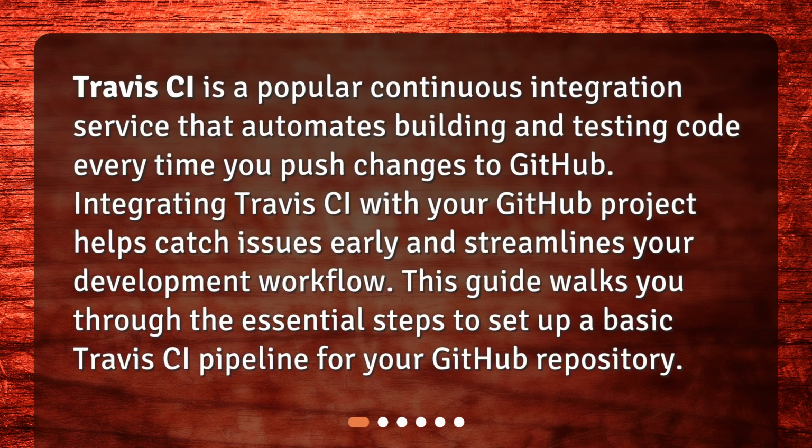Travis CI is a popular continuous integration service that automates building and testing code every time you push changes to GitHub. Integrating Travis CI with your GitHub project helps catch issues early and streamlines your development workflow. This guide walks you through the essential steps to set up a basic Travis CI pipeline for your GitHub repository.